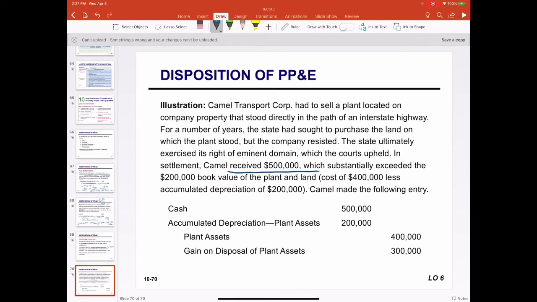In this example, this firm received $500,000 from the insurance company. The net book value is $200,000. So the $200,000 is the difference between cost $400,000 and the accumulated depreciation $200,000.